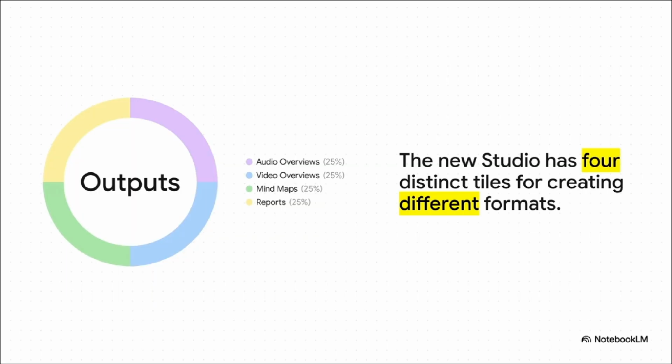So when you open the new Studio, you'll see these 4 main options right at the top. You can now generate as many audio overviews, video overviews, mind maps, or reports as you can dream up. And here's a great little productivity boost. You can now multitask. So you can be listening to an audio summary, for example, while you're looking at a detailed mind map right beside it. It just makes the whole space feel so much more dynamic and alive.